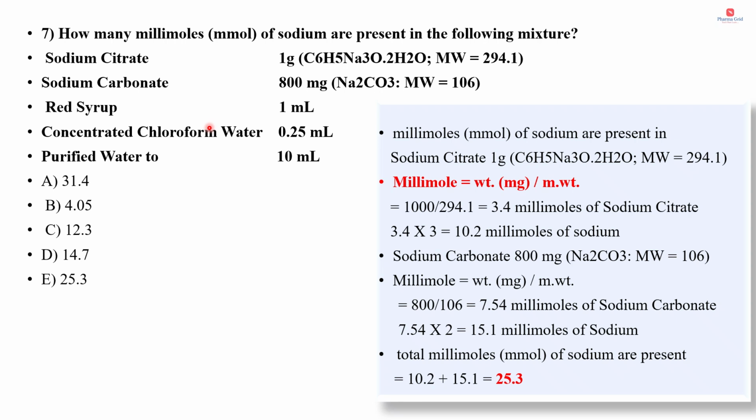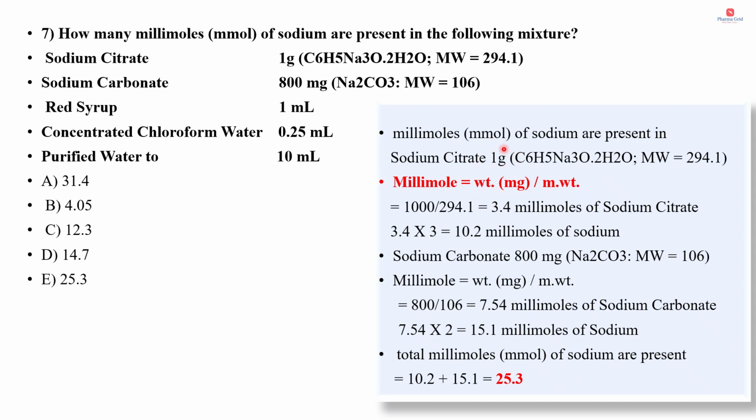So in order to find out this, we need to calculate the number of millimoles in sodium citrate and the number of millimoles in sodium carbonate, and we need to add these values together. Okay, so first of all we need to find out the millimoles of sodium present in sodium citrate. It is given as 1 gram and the molecular weight is equal to 294.1. So the equation for millimoles is equal to weight in milligram divided by molecular weight.